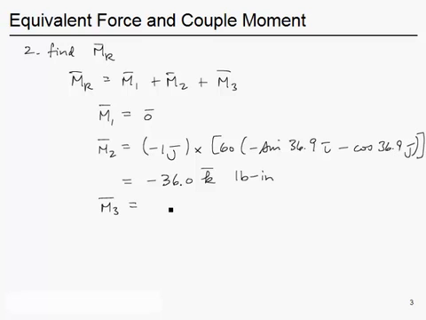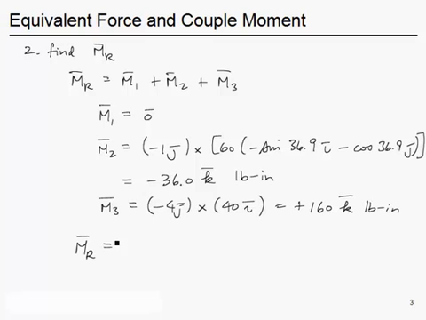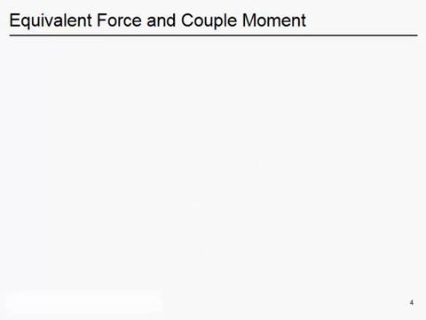And then M3, that's going to have an r, which is minus 4 in the j, according to the figure. And then we're going to cross that with 40 in the i direction. So this turns out to be plus 160 in the k direction, pound inches. So when we do the summation, MR turns out to be plus 124 k pound inches. Okay, so there is our result for the moment resultant. And what I want to do is go to the next page and just draw a quick sketch of what this all looks like.